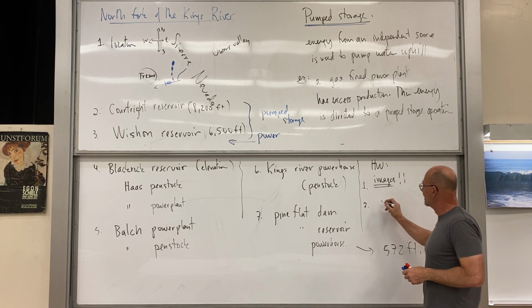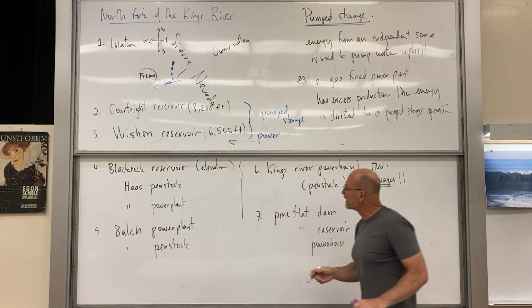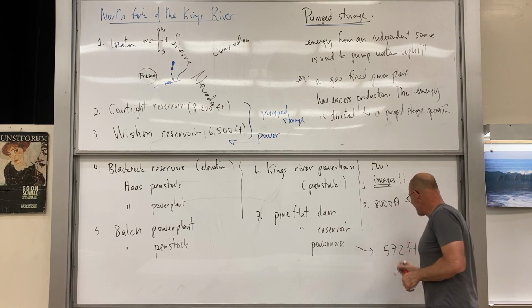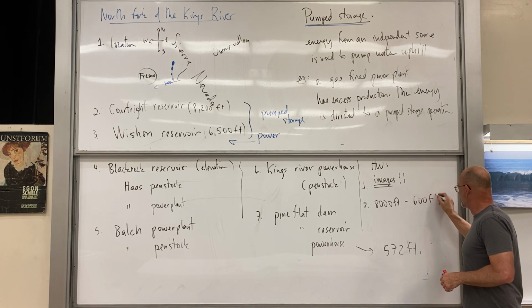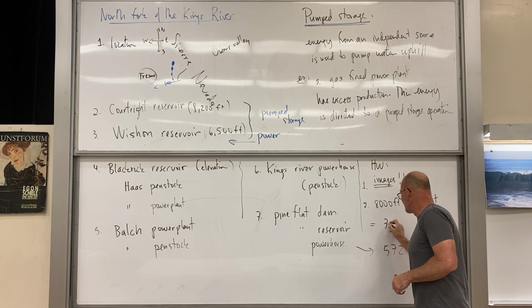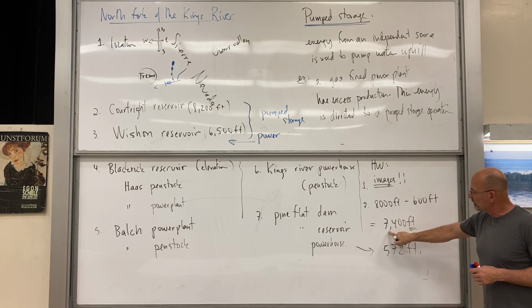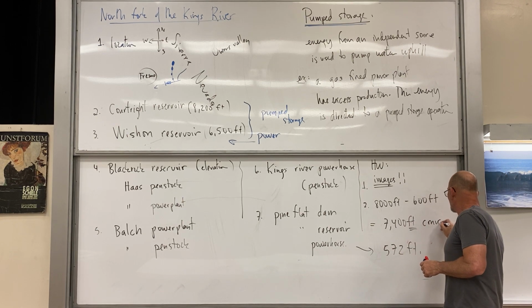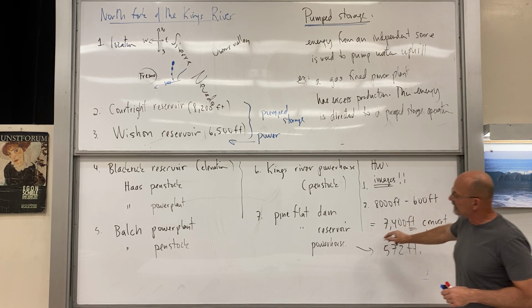Let's take, we're going to approximate here. Let's take 8,000 feet minus, let's say 600 feet, okay? So what do we get? 7,400 feet. Okay, what I want you to do is convert this to metric, convert to meters.